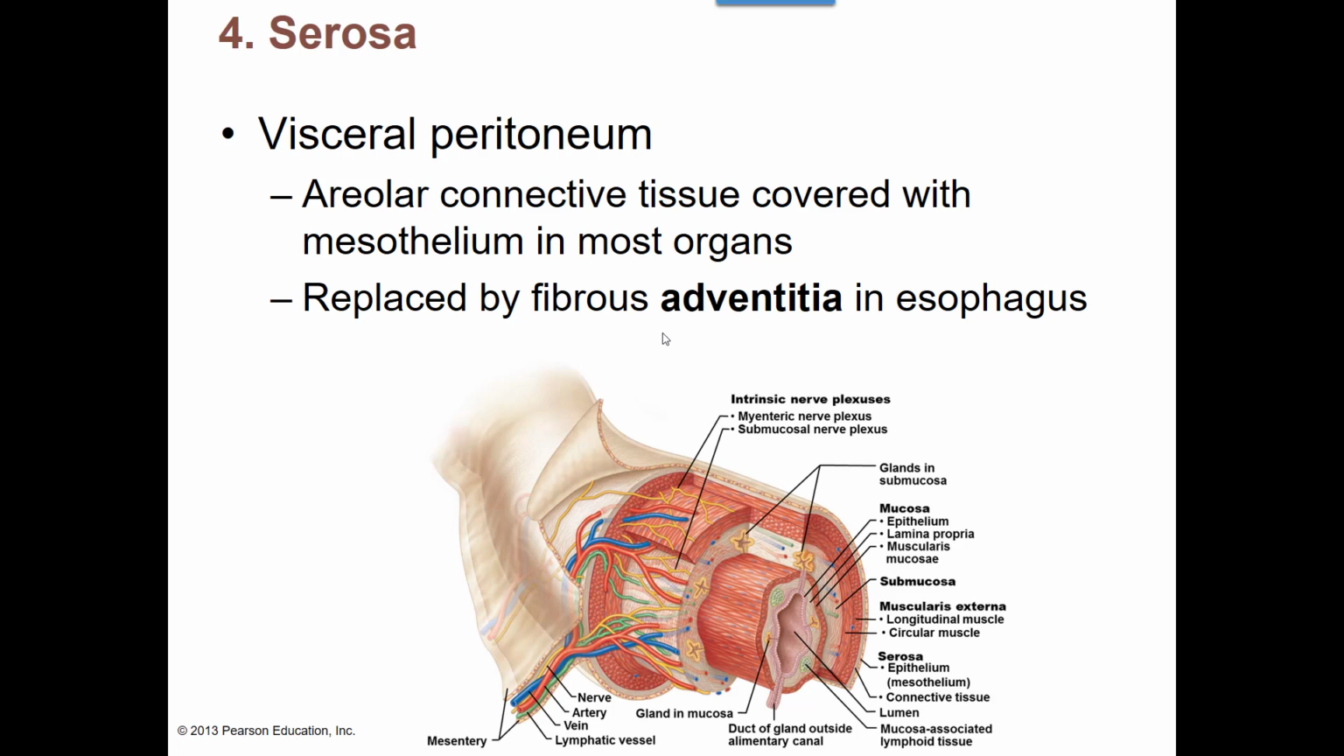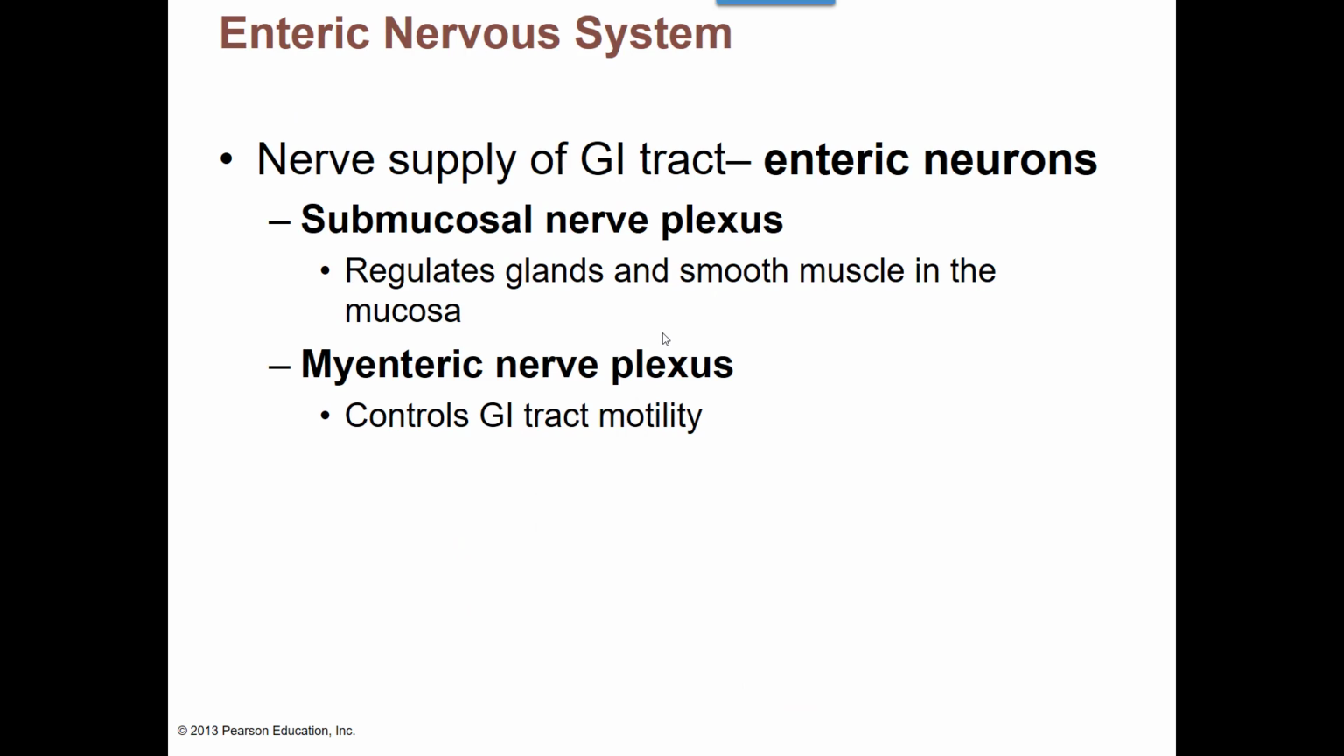Now, our nervous system does have to control our GI tract, and we have enteric neurons that supply nerves to our digestive tract. Anything that has the prefix enter in it means something with the digestive tract. It means intestinal tract, and that's part of your gastrointestinal tract. There is a nerve plexus called the submucosal nerve plexus, again because it's going into the submucosal area. It regulates various types of glands and smooth muscle in the mucosal layer.